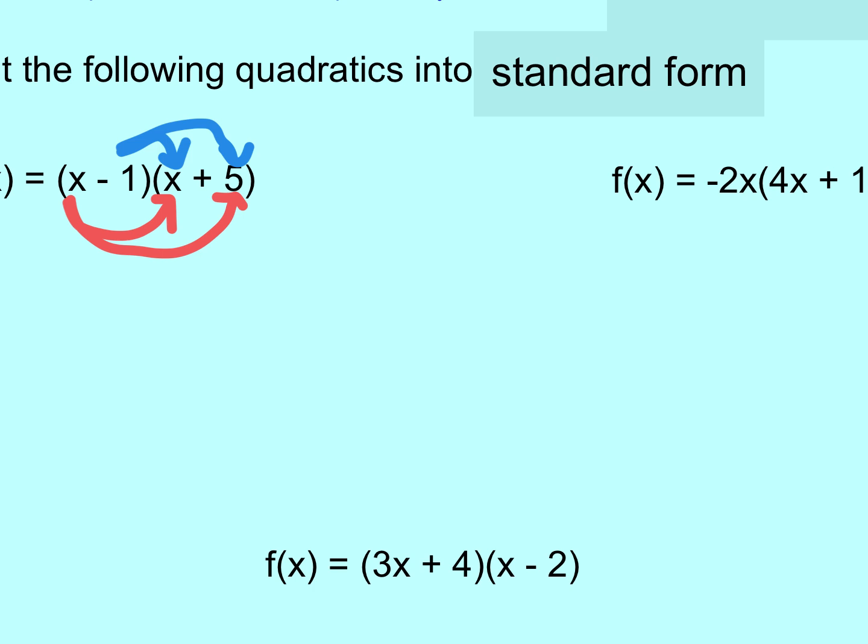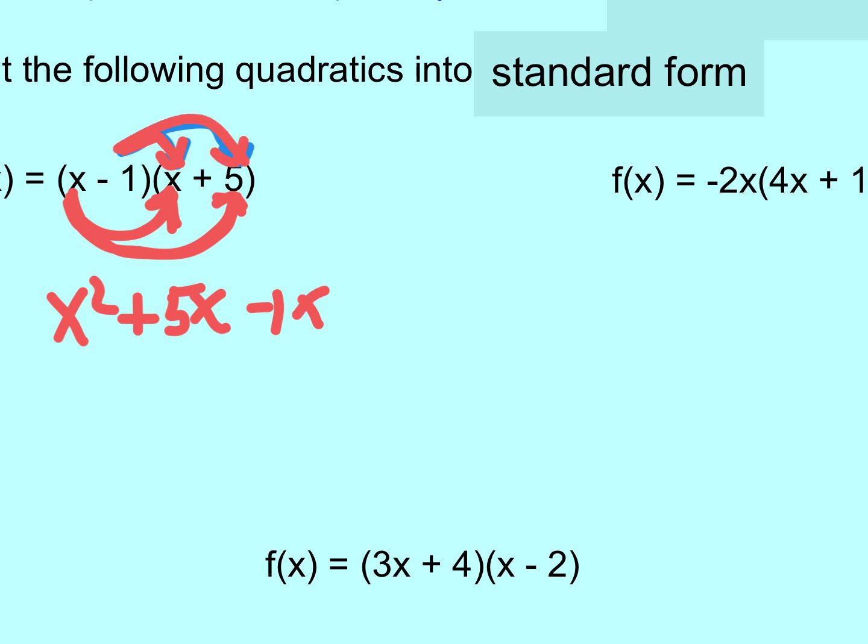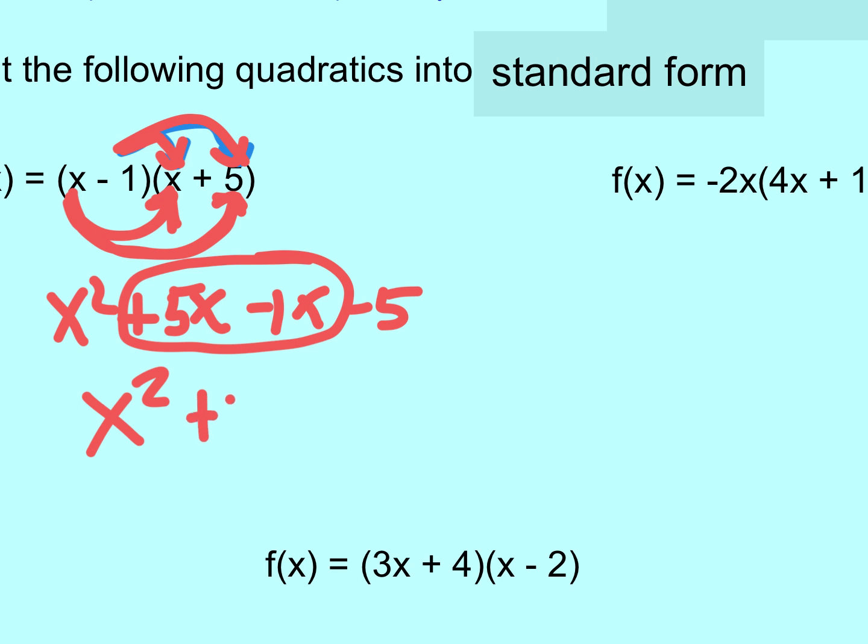So I know most of you started right with your X times your X here, making an X squared. And then the X times the 5, making a 5X. And then this part, -1X. And then this part, -5. Combine like terms and you have X squared, and this makes 4X, -5.